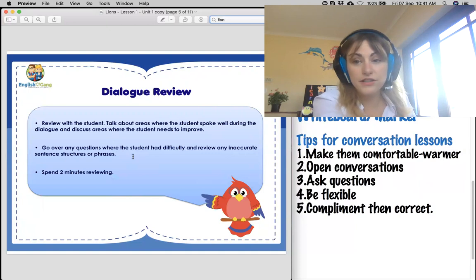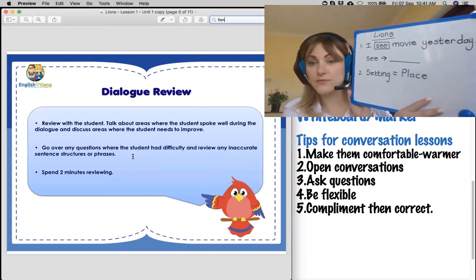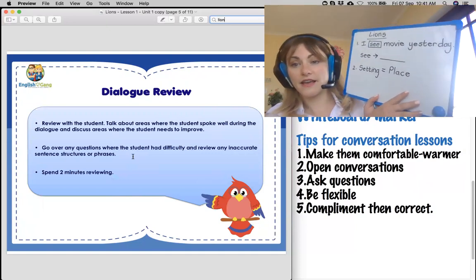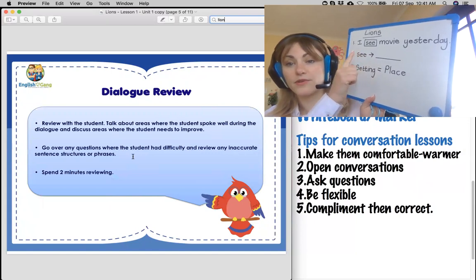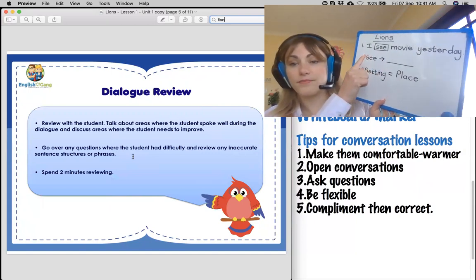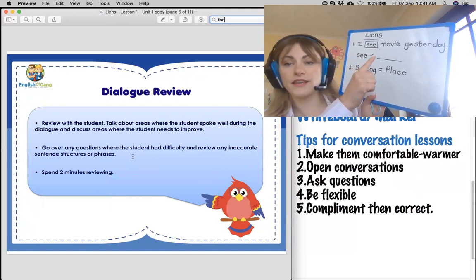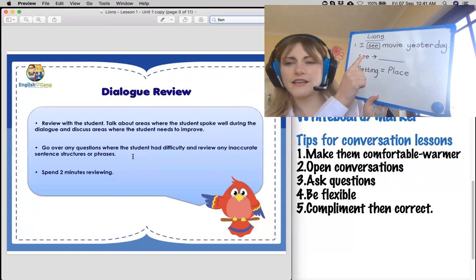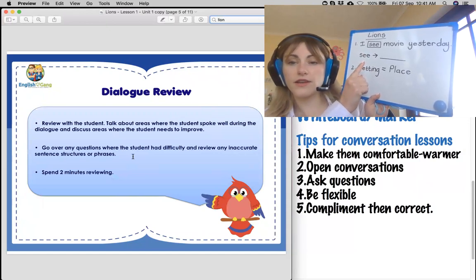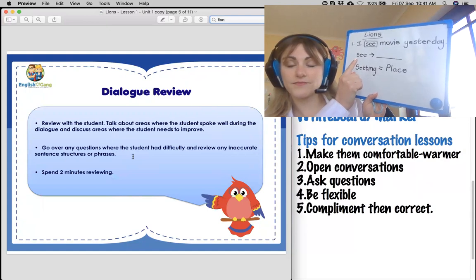So what I usually do is I just write it out as they are speaking, and then I would say, let's say, for example, the student used the wrong verb. So in the sentence, I see movie yesterday. See. What do you think the correct verb would be for see in the sentence?